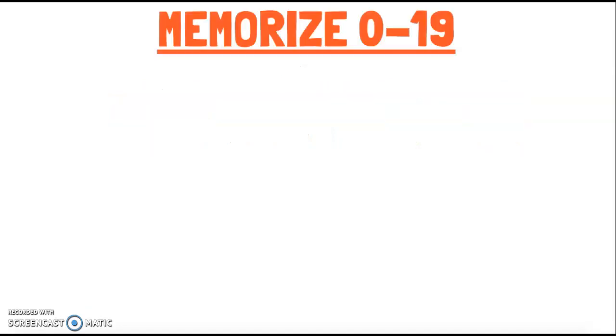We are going to start with numbers 0 through 19. These are very important numbers, especially numbers 1 through 9, which I will talk about later. So I'm going to go through and pronounce all the numbers. Please make sure that you guys are pronouncing them after me. So let's get started.